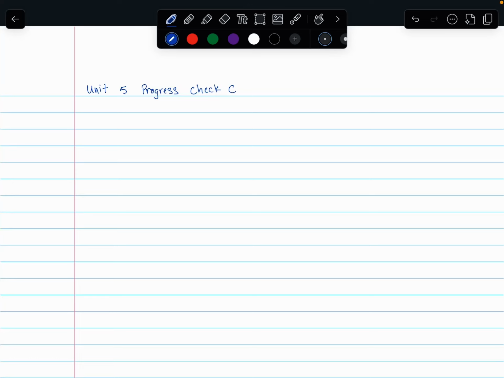Hey guys, this will be the progress check C for Unit 5, just going over the questions there. There's 6 of them. So starting with the first one, hopefully you're reading along.